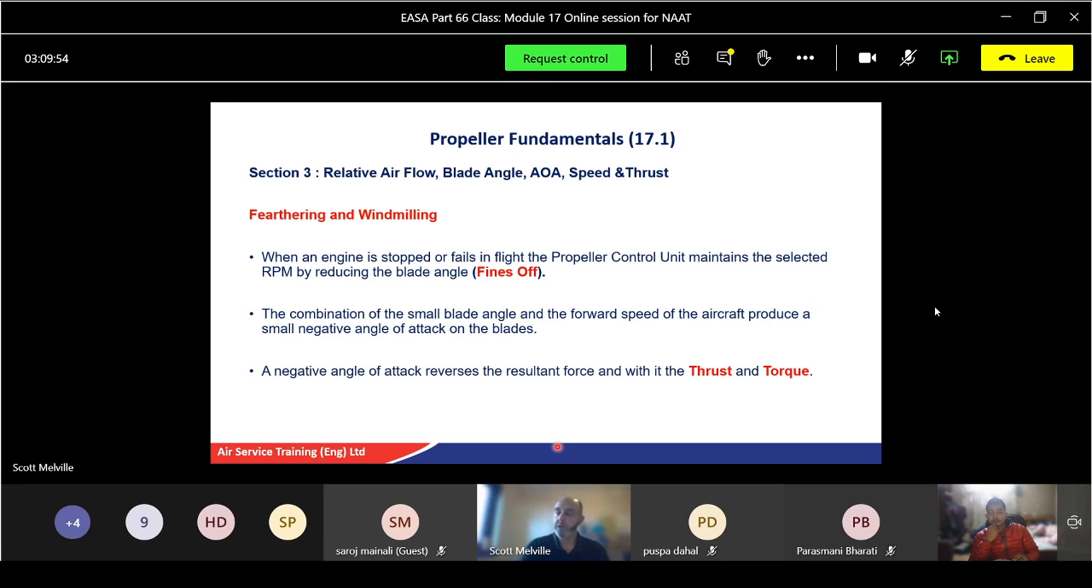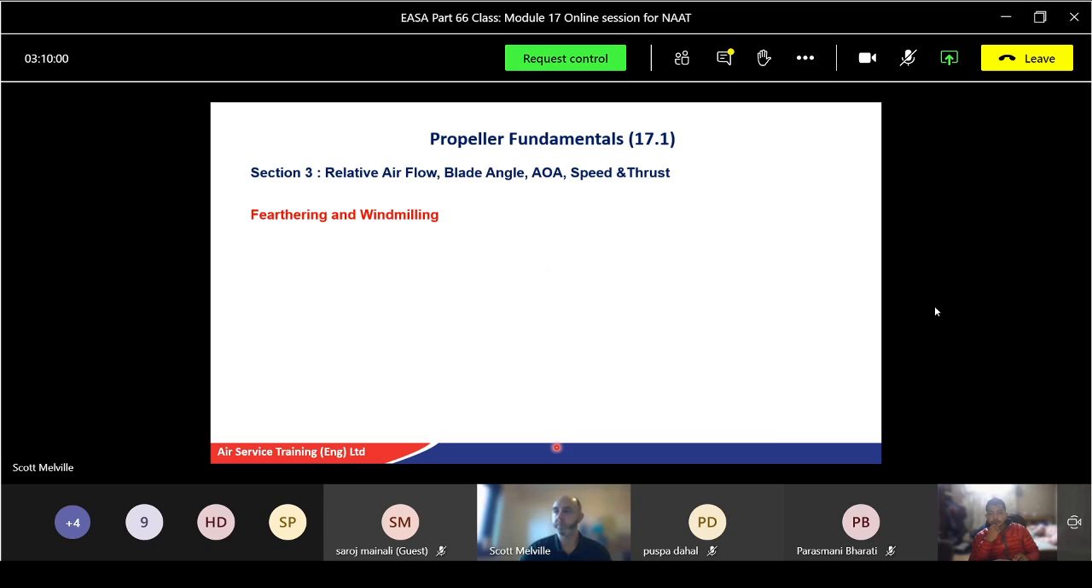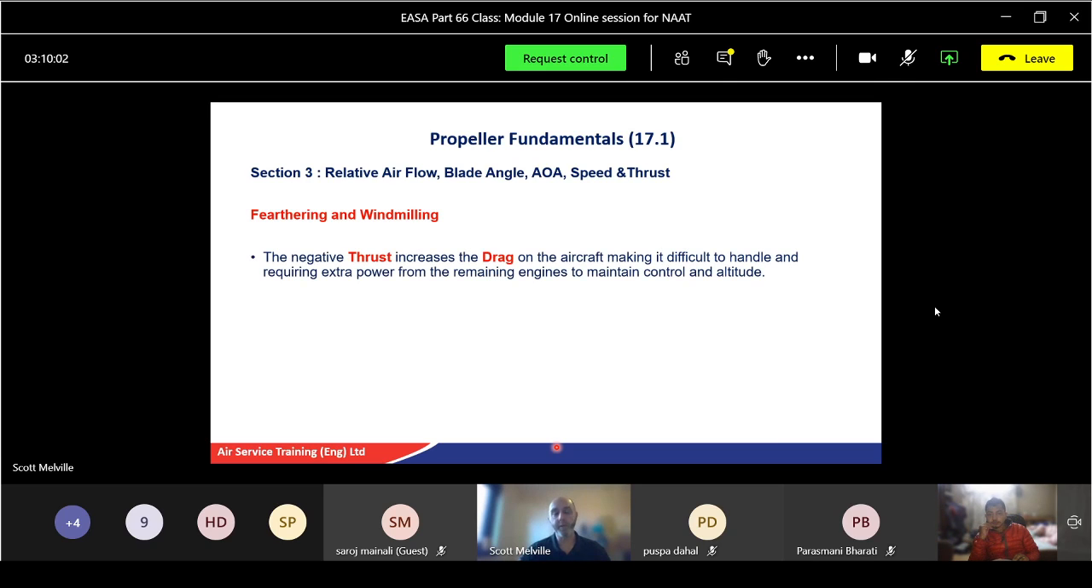Negative angle of attack reverses the resultant force, and with it, the thrust and torque as well. So we've got negative thrust, you're increasing drag. That big surface area of the airfoil, which is trying to spin round, is going to cause drag. That makes the aircraft difficult to handle, requiring extra power for the remaining engines. Now, if you've got two engines, one wing is broken and at a fine angle, and you've got one engine on the good side, well, this left-hand engine here is going to try and drag the aircraft round. So it's going to be a lot of stress and strain on the pilot, and indeed the aircraft.